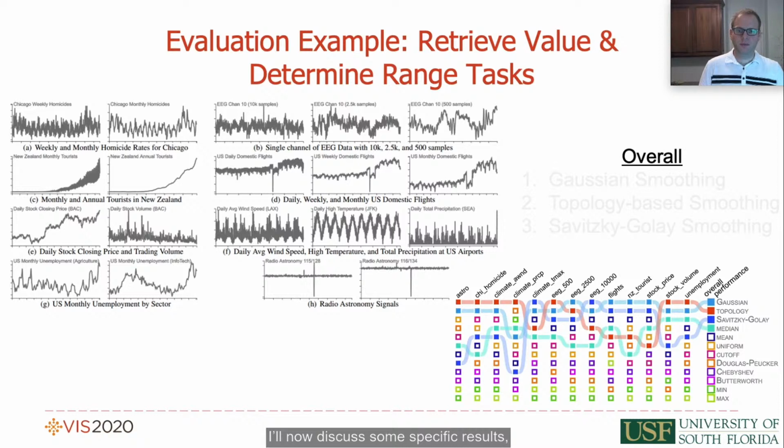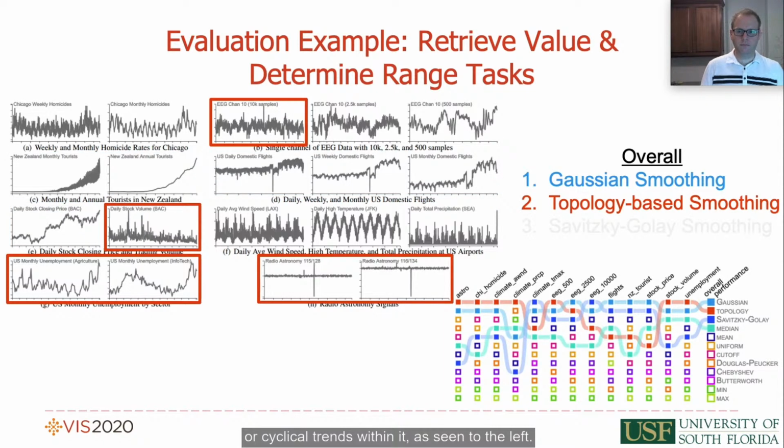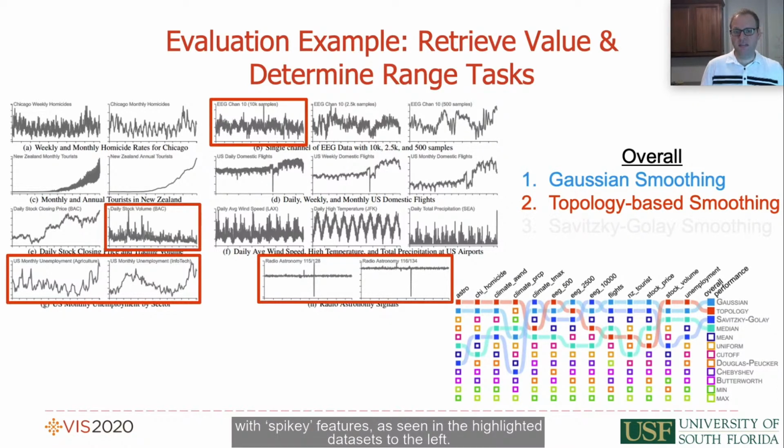I'll now discuss some specific results, in this case for the retrieve value and determine range tasks. The overall best performing method was Gaussian smoothing. However, it wasn't the best method for all data. It tended to do best with data that had long-term or cyclical trends within it, as seen to the left. The second best method was topology-based smoothing, which tended to perform best on data with spiky features, as seen in the highlighted datasets to the left.